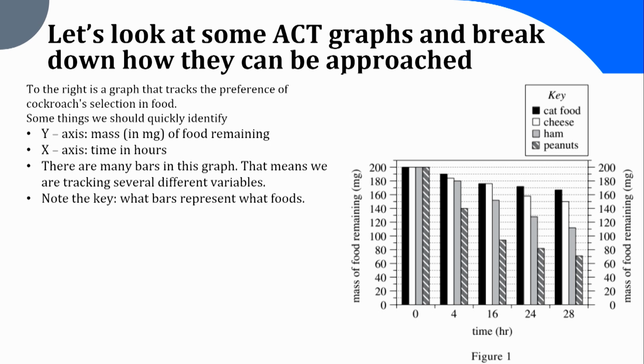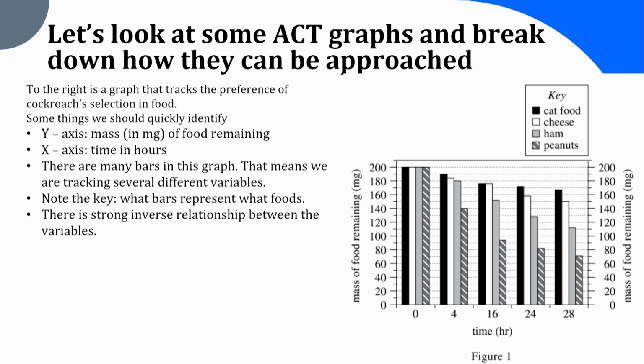Make sure to note the key. The key above the graph is telling you what the bars represent. So each bar represents a different type of food. There is a strong inverse relationship between the two variables. As the amount of time increases, the amount of food remaining decreases. So there's an inverse relationship.